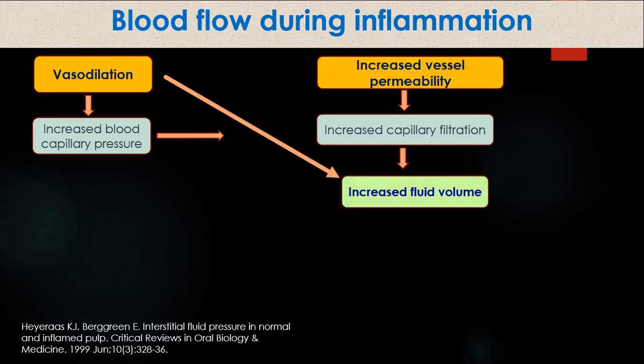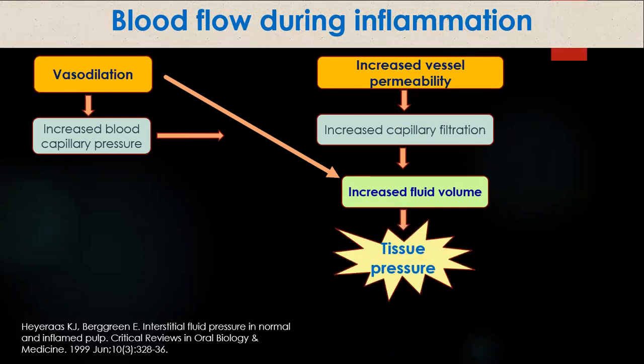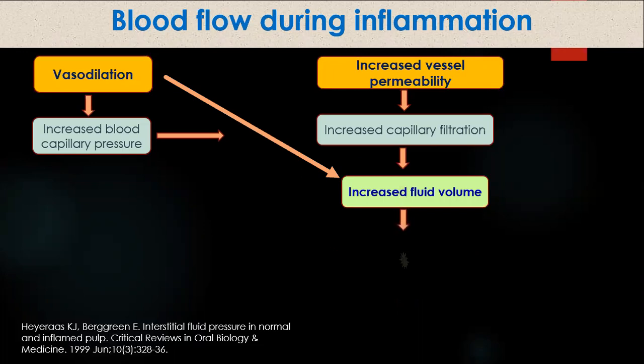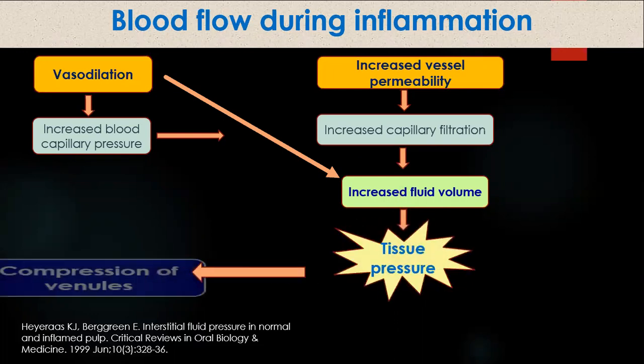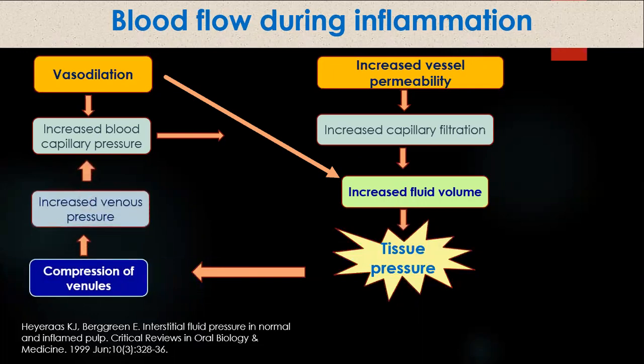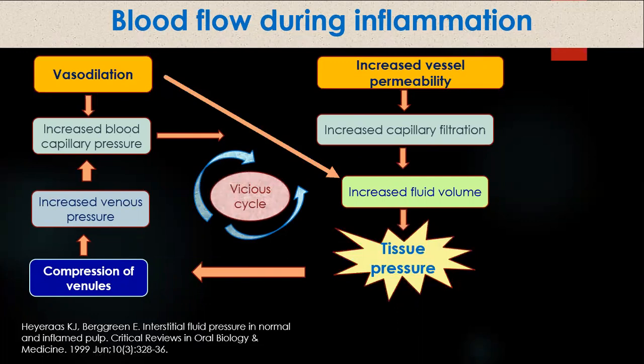This increased fluid volume within the pulp will further increase the tissue pressure, and this increase in tissue pressure will lead to compression of the venules. This compression of the venules will again increase the venous pressure, and there would again be increased blood capillary pressure, and the vicious cycle of inflammation would go on and on, right? But this can be stopped.